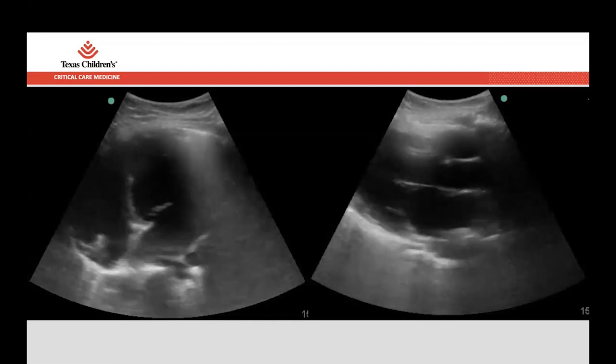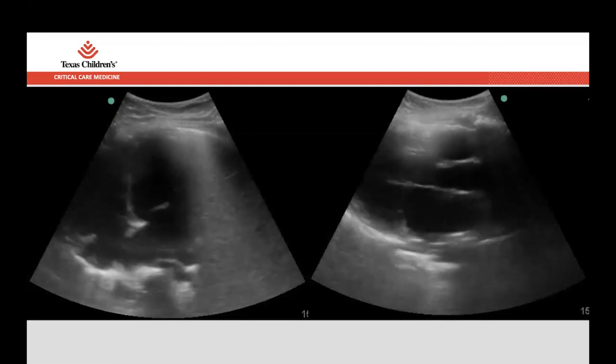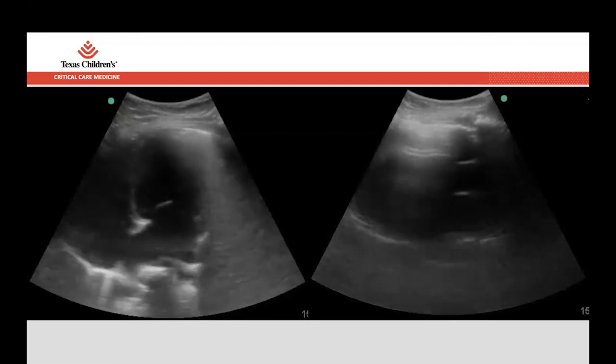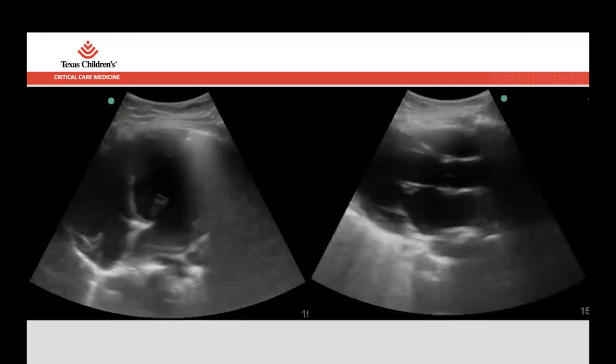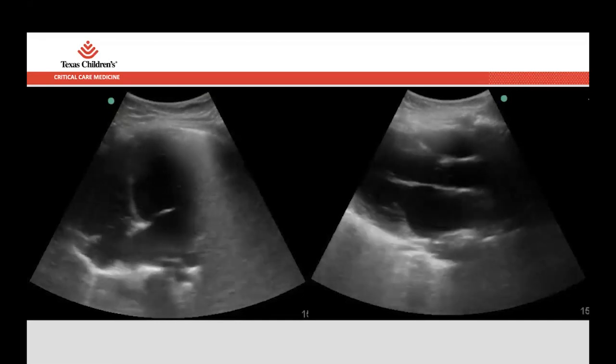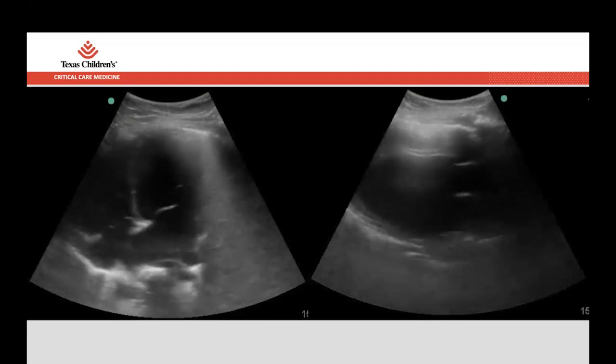And the echo attending told me, look, you already got images. I believe you. She's worse. If you are talking about escalating care, just escalate care. I'm not going to be able to help you here. And this was from the echo attending. And so we put the kid on ECMO.